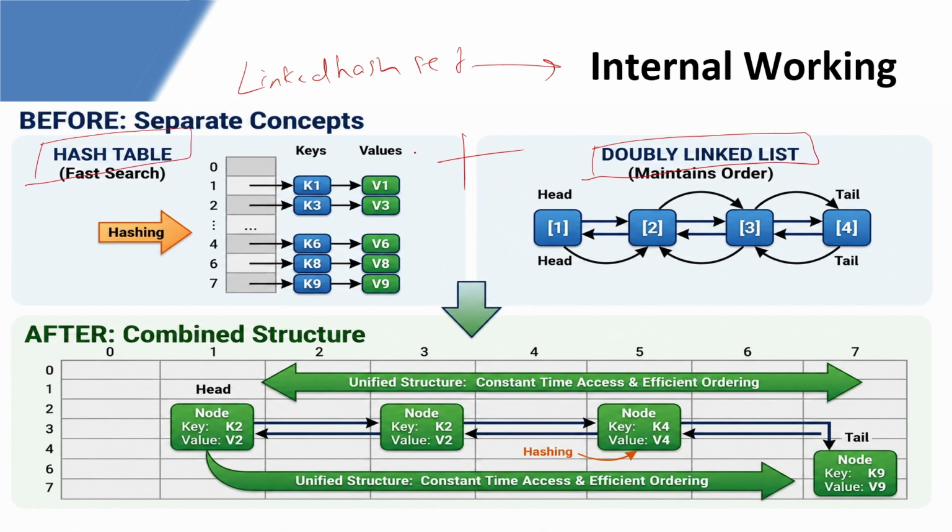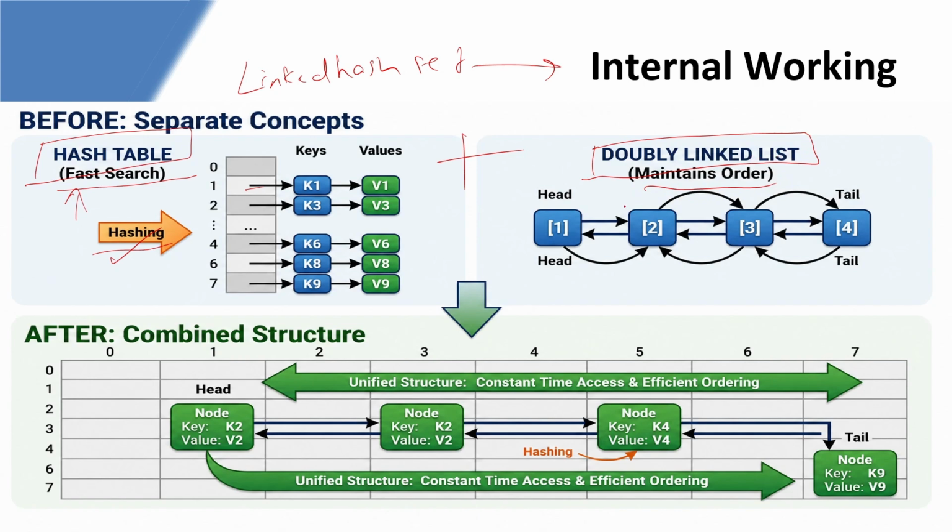What are those features? If we are using hash table, we get the feature of faster searching. Why faster searching? Because it uses a hashing algorithm. It will have buckets inside, so it will use hashing and we'll get fast search. That's why we are using hash table plus doubly linked list. Why doubly linked list? Because it maintains the insertion order.